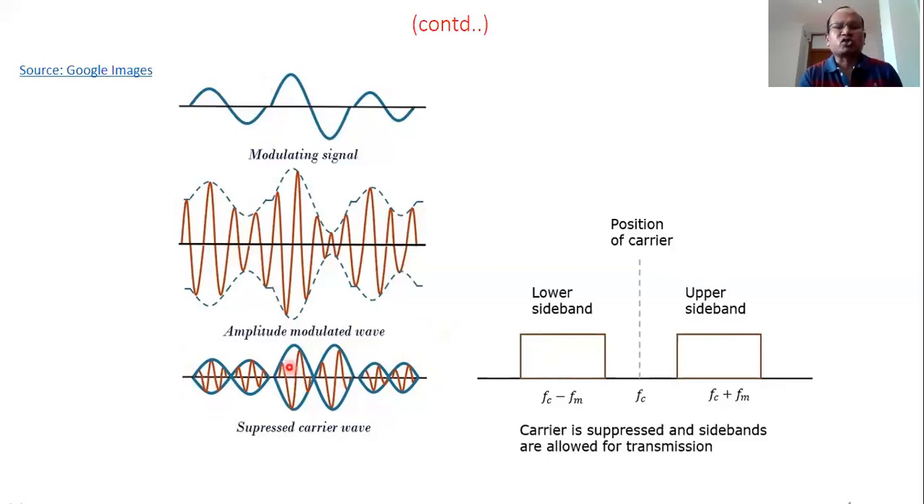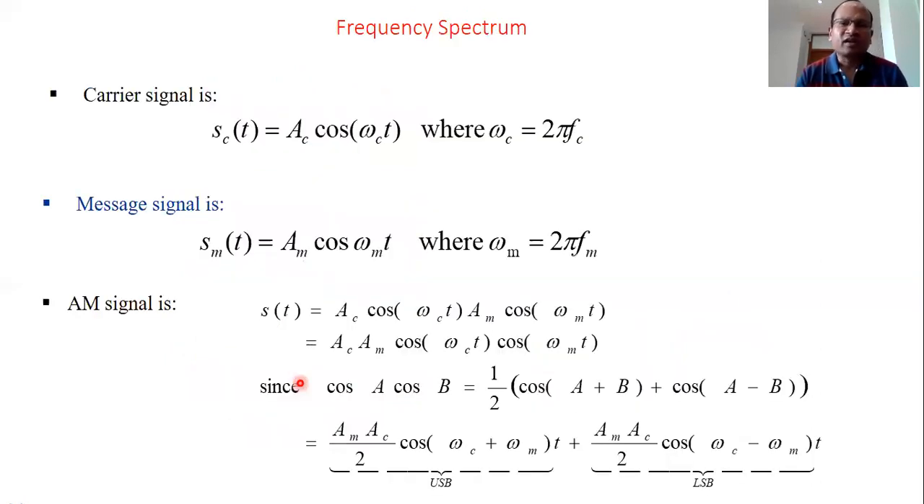So these two components are displaying the upper sideband and lower sideband, and there is no carrier at all. Remember, there is no carrier here in the waveform. Therefore, the third waveform is the suppressed carrier, DSBSC, double sideband suppressed carrier, where both the sidebands are there, and there is no carrier.